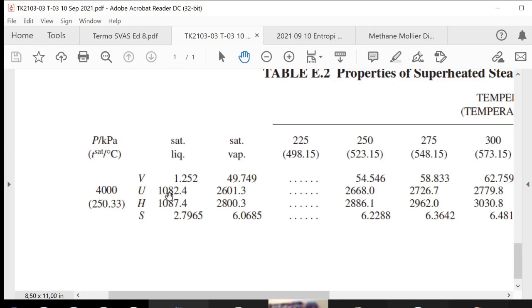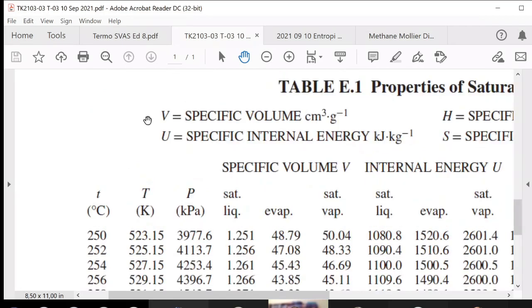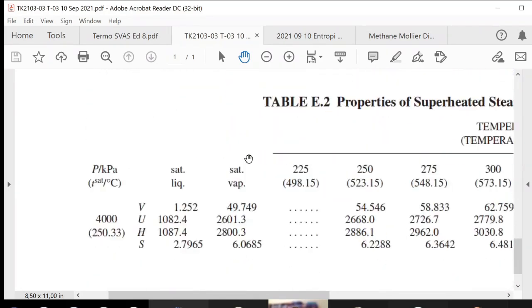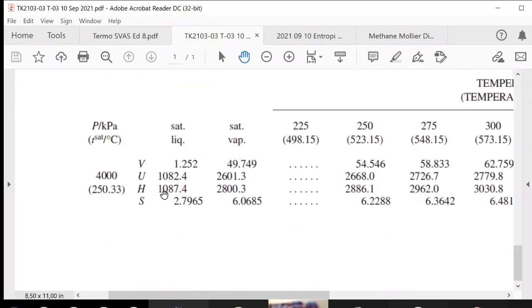What is the unit of this? It has been indicated somewhere here. Now, what does that mean? If I'm asking you what is the heat of vaporization of saturated liquid at 250 Celsius, okay, let's imagine saturated liquid.